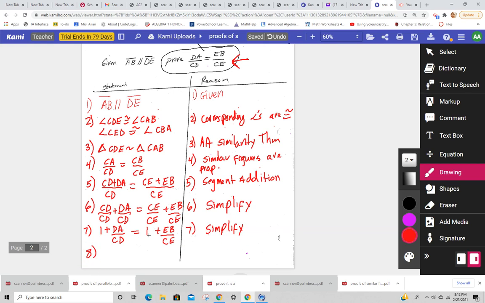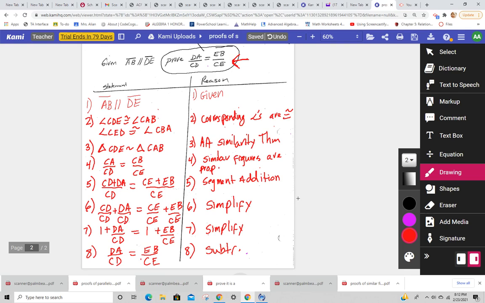All right, let's subtract 1 from both sides. So we'll end up with DA over CD equals EB over CE. And that's by subtraction. But isn't that exactly what we were looking for? Isn't that what we were trying to write? Do you see? This is the same thing as what we have here.